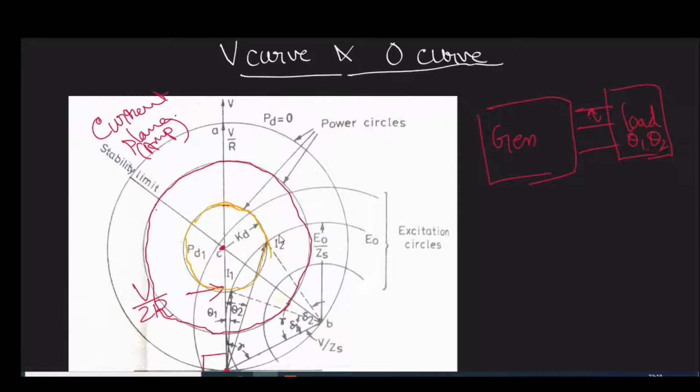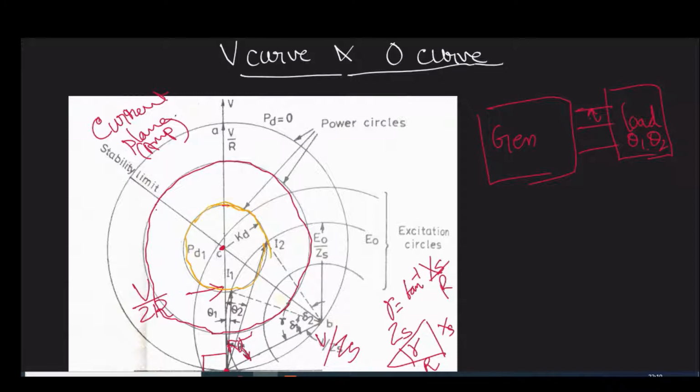Now from this point O, we drew a line V by ZS, and obviously that V by ZS will lag V by R by an angle gamma, where gamma is equal to tan inverse X by R. Because it is your impedance triangle: this one is ZS, the vertical side is XS and the horizontal side is R. So obviously this is the angle gamma.